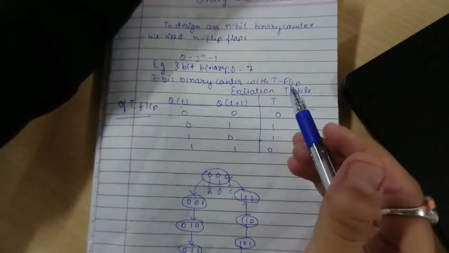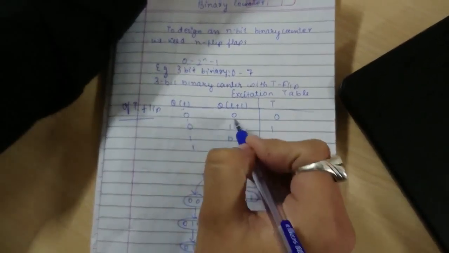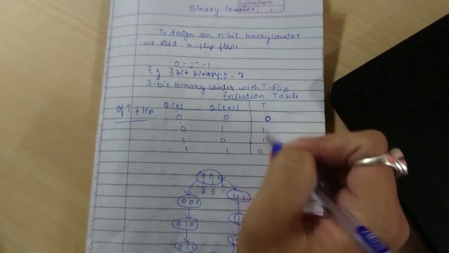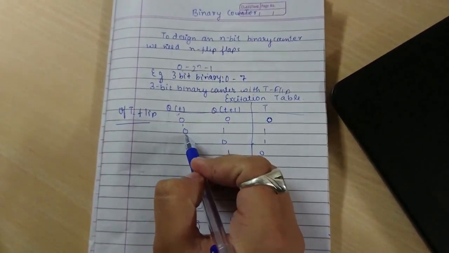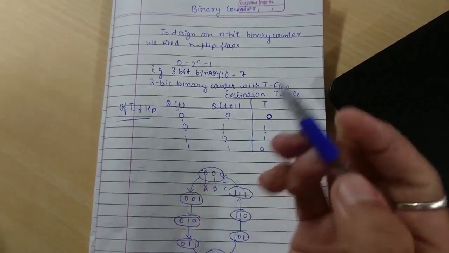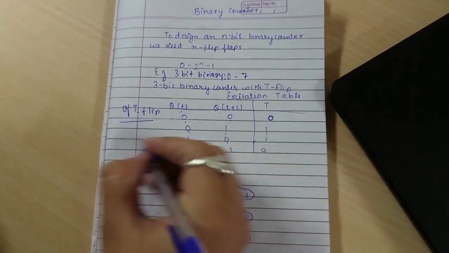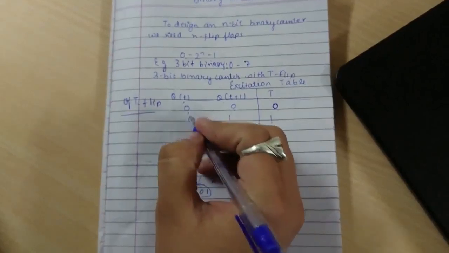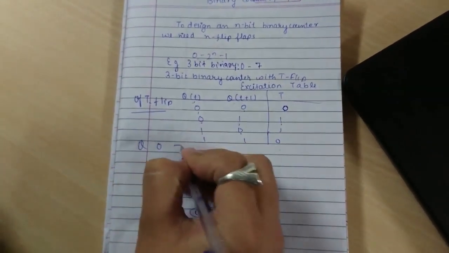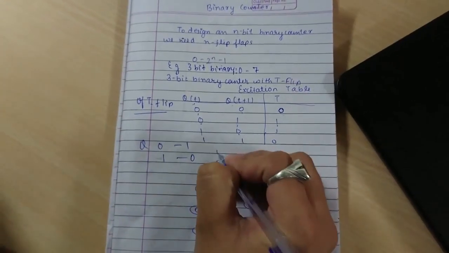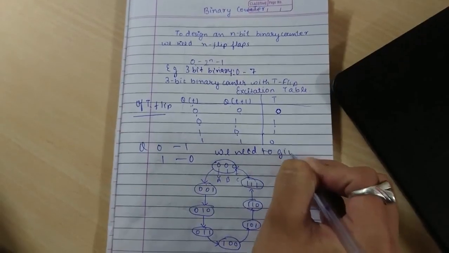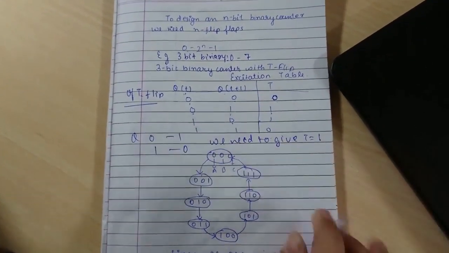Next pulse. So if we have 0, then we want 0 in the next pulse, so we give T equal to 0. If we change from 0 to 1, we give 1. If we change from 1 to 0, we also give 1. Here the state Q is changing from 0 to 1 or 1 to 0. Then we need to give T equal to 1. Okay.